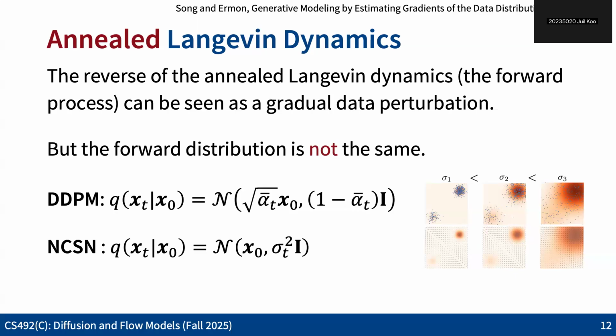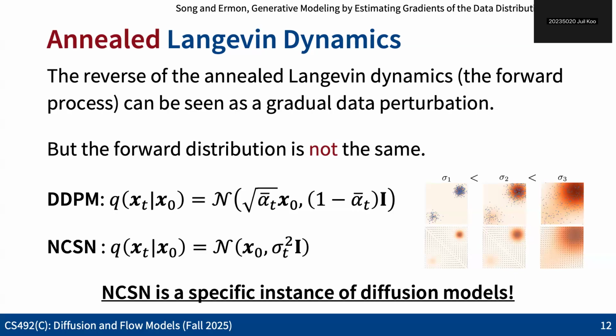So you can say that each of these is one specific way that we define diffusion models. They are not exactly the same, but they share lots of ideas in terms of how we can design a generative process in an iterative manner. Any questions on this?